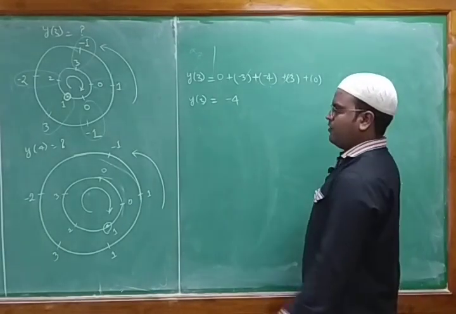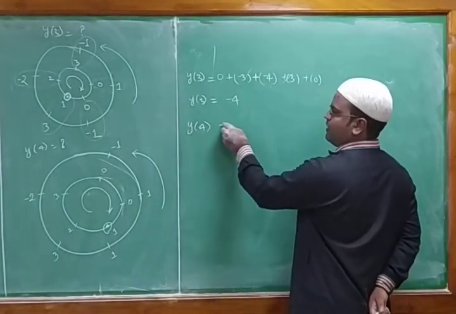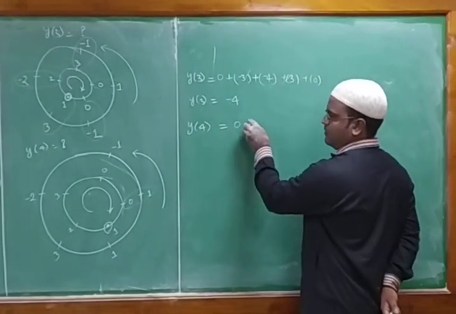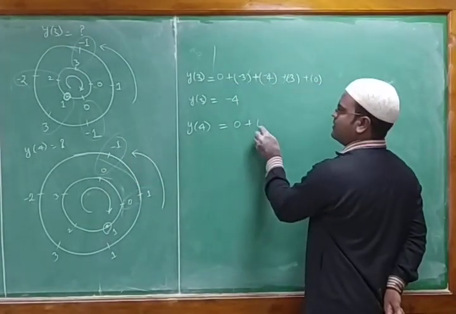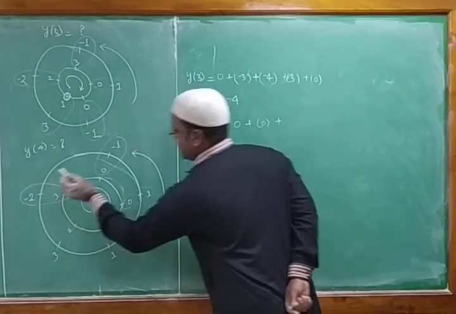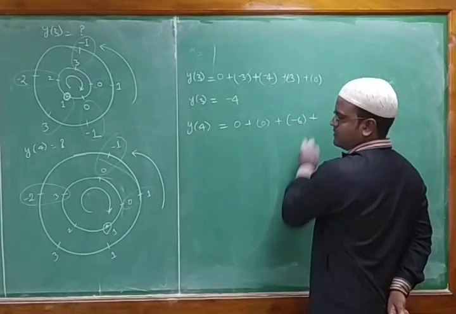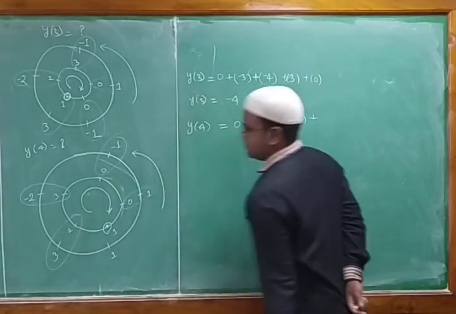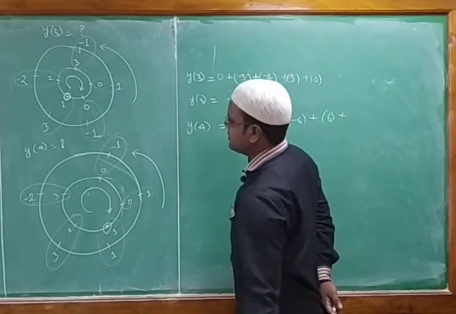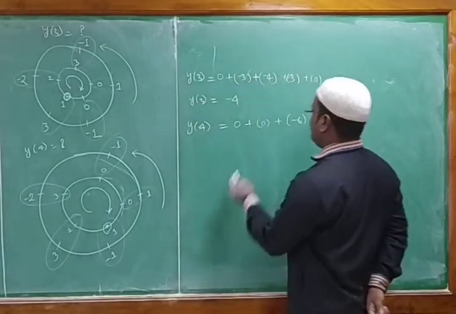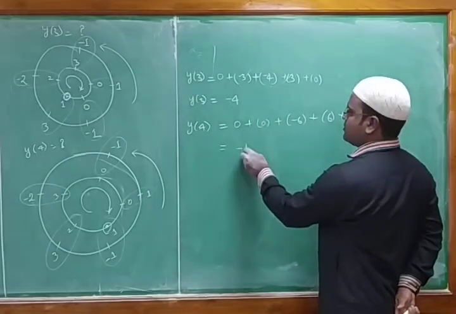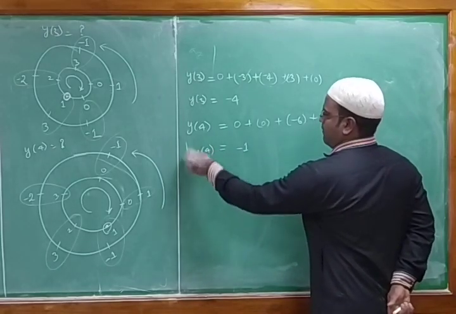Next what you need to find? You have to find y of 4. So how do we find y of 4? Multiply these two values. 0 into 1 will again be 0, plus 0 into -1 again will be 0, plus corresponding values you need to multiply. 3 into -2 will be -6, plus 3 into 2 will be 6, plus 1 into the last value, which is -1. So 1 into -1 will be -1. So plus 6 minus 6 gets cancelled. We are left with -1. So we got y of 4 as -1.